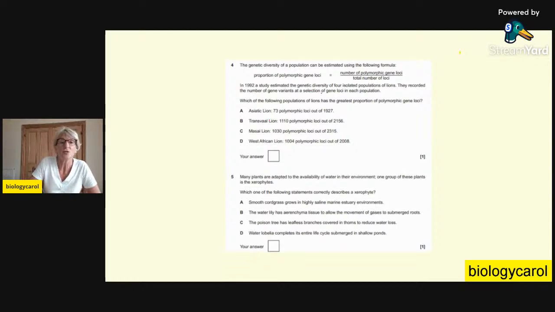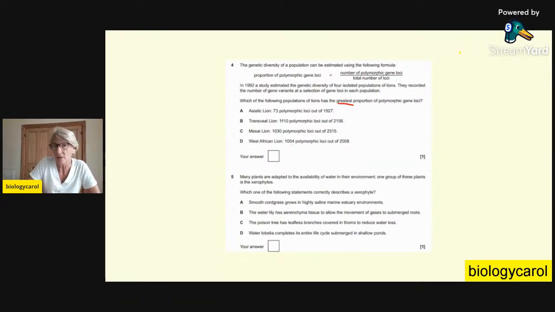In 1992, a study estimated the genetic diversity of 4 isolated populations of lions. They recorded the number of gene variants at a selection of gene loci in each population. Which of the populations of lion has the greatest proportion of polymorphic gene loci? In other words, if you divided this number by this number, what is going to be the biggest number?